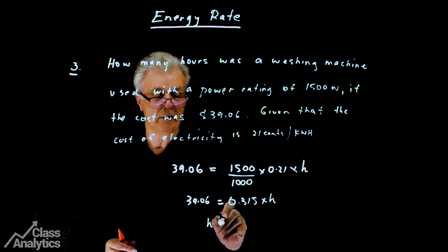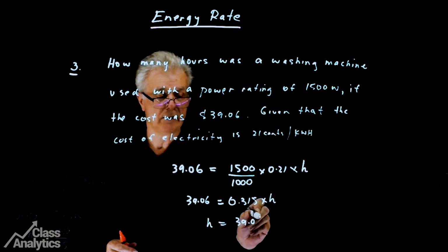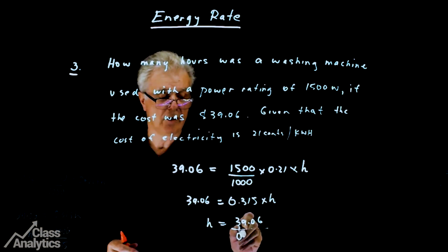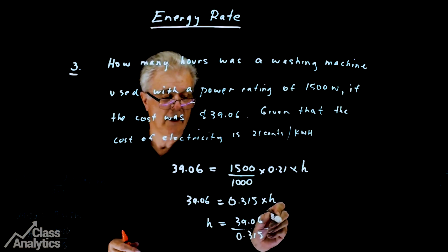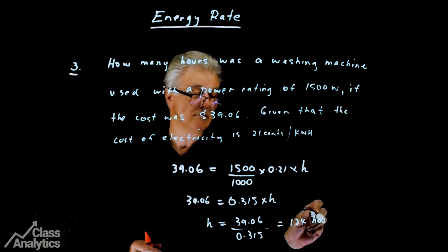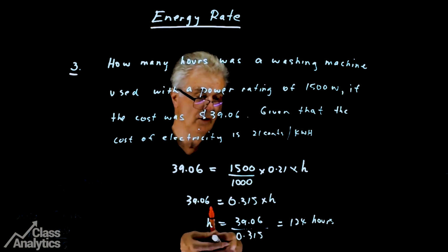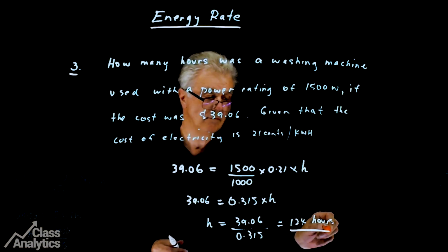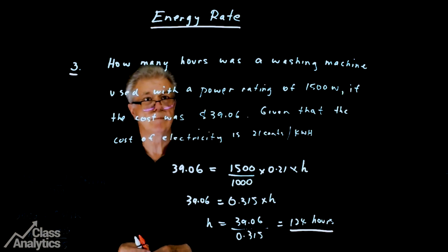So H would be equal to 39.06 divided by 0.315, and that comes out to a total of 124 hours. That's your final result. Okay, that's energy rate done.